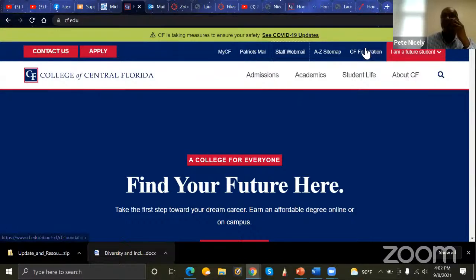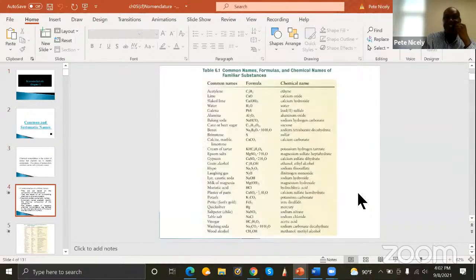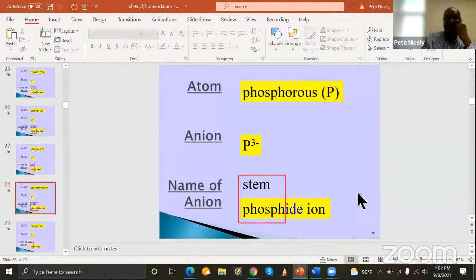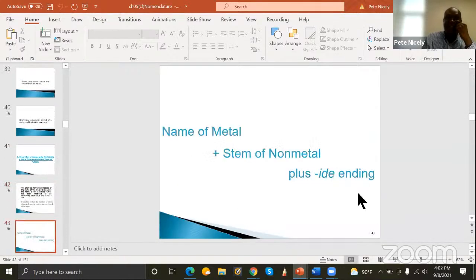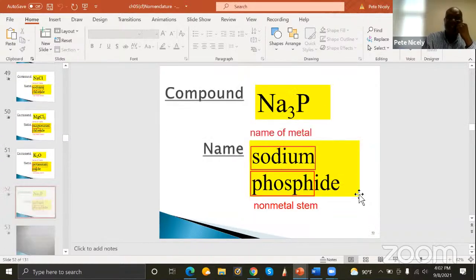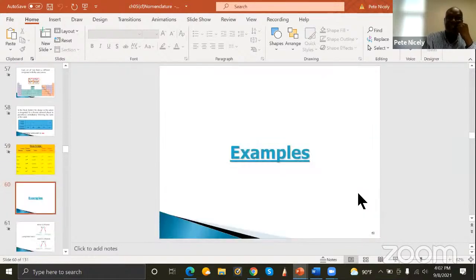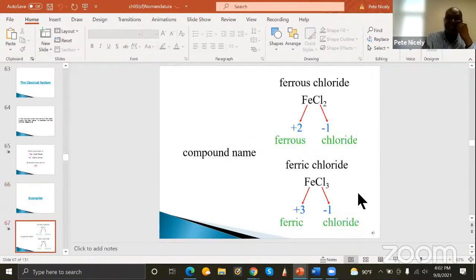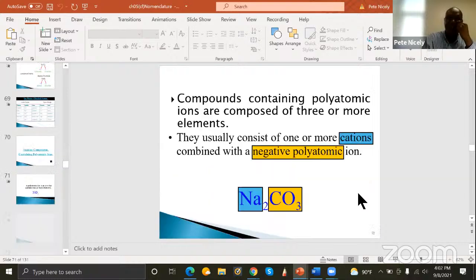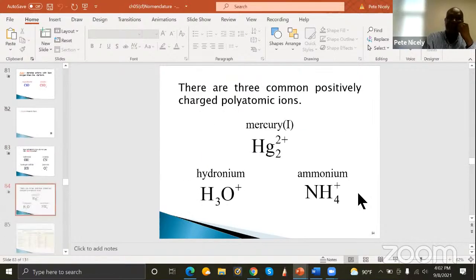All right, okay. So as I recall, the last time we were here, we were discussing the nomenclature of, let me see here. I know the next thing we're supposed to discuss is naming acids. We talked about binary ionic compounds. We talked about naming compounds with polyatomic ions. We talked about using the Stock system and the classical system for naming ionic compounds where the cation can display more than one charge. So, scroll down.